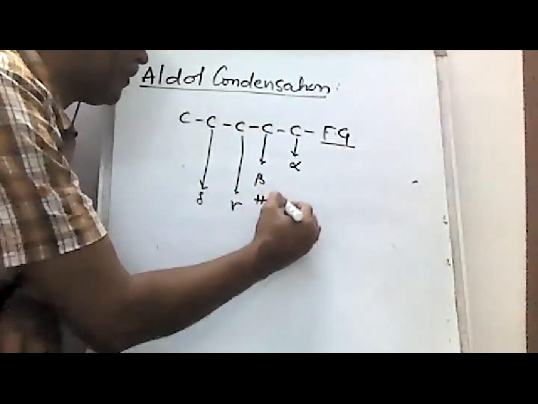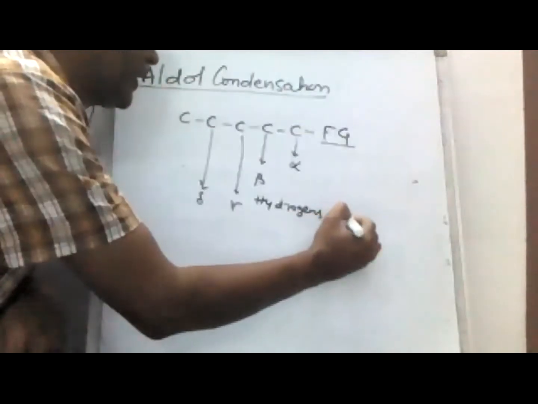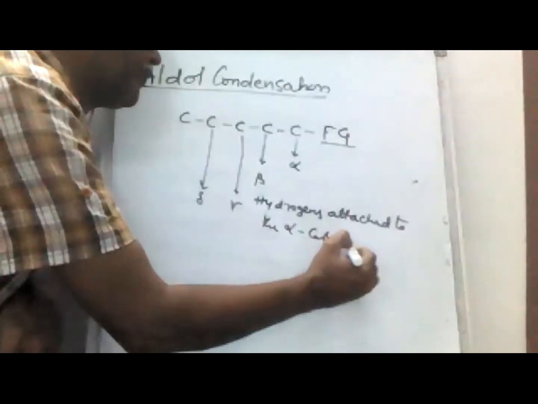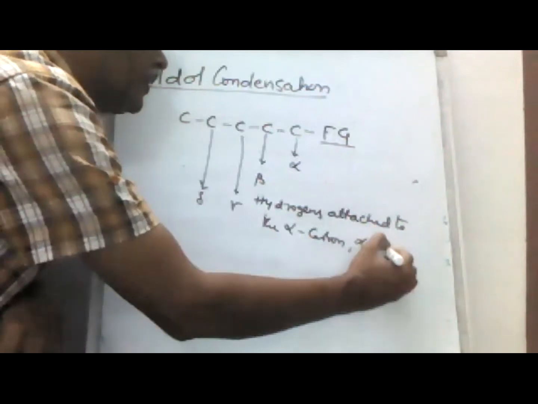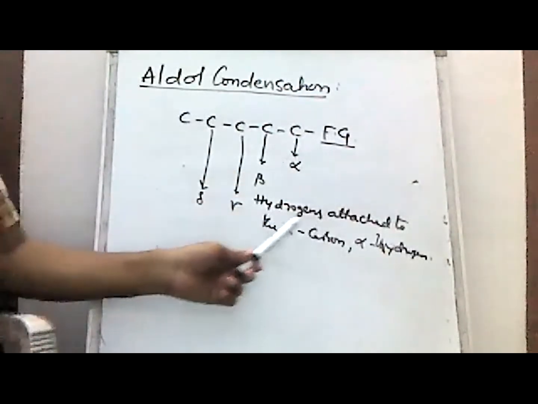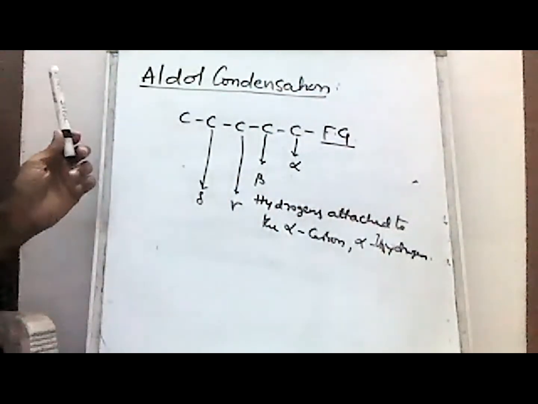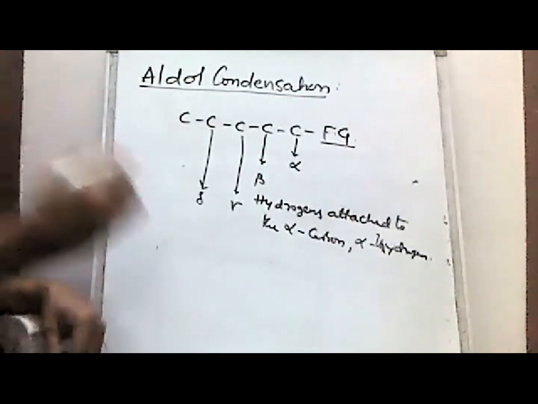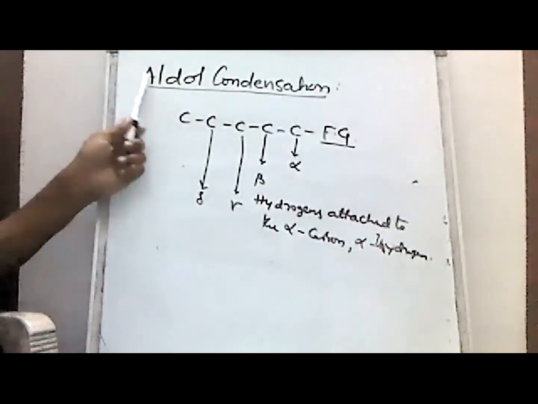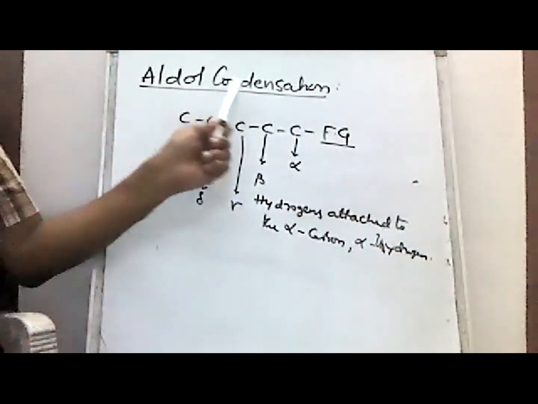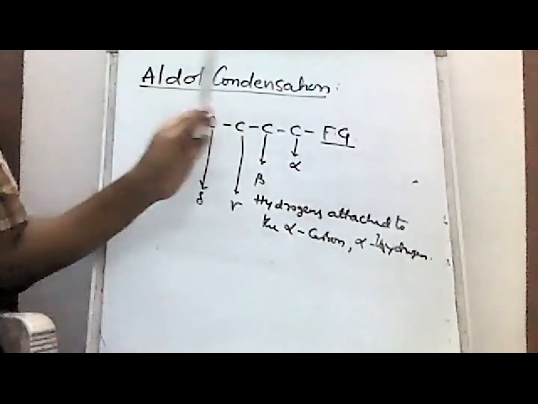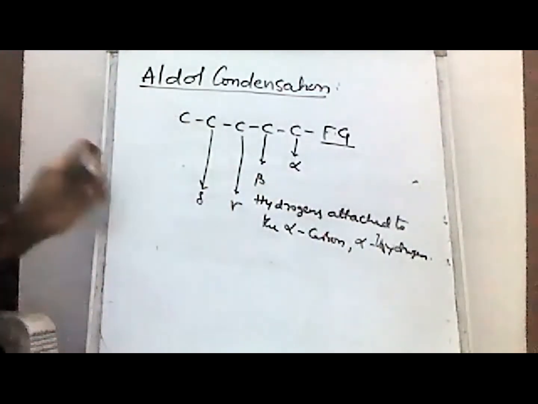Hydrogens attached to the alpha carbon are called alpha hydrogens. So generally aldehydes and ketones participate in this aldol condensation. Which aldehydes will participate? Those aldehydes or ketones having alpha hydrogen will participate in this reaction. So this is the first one.